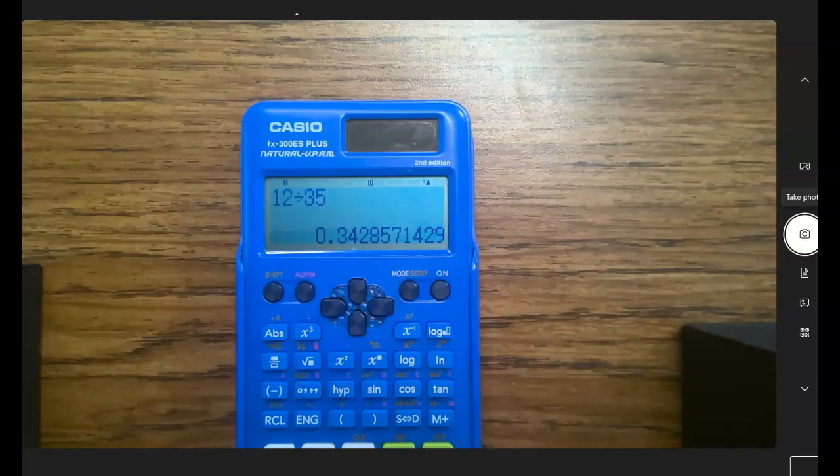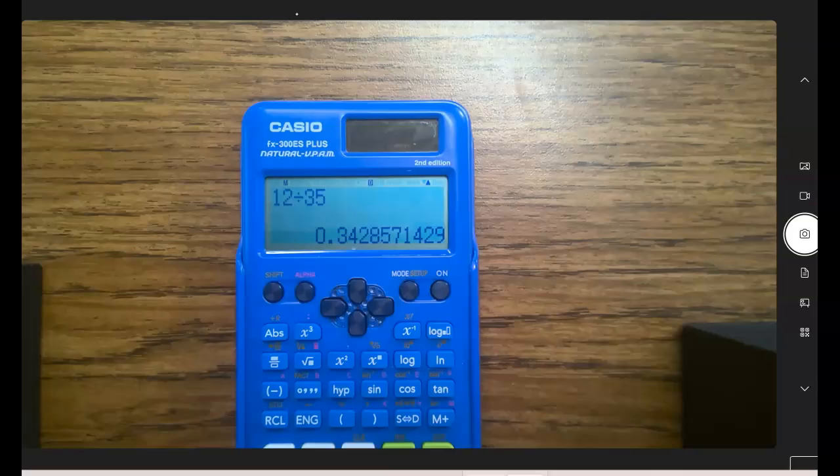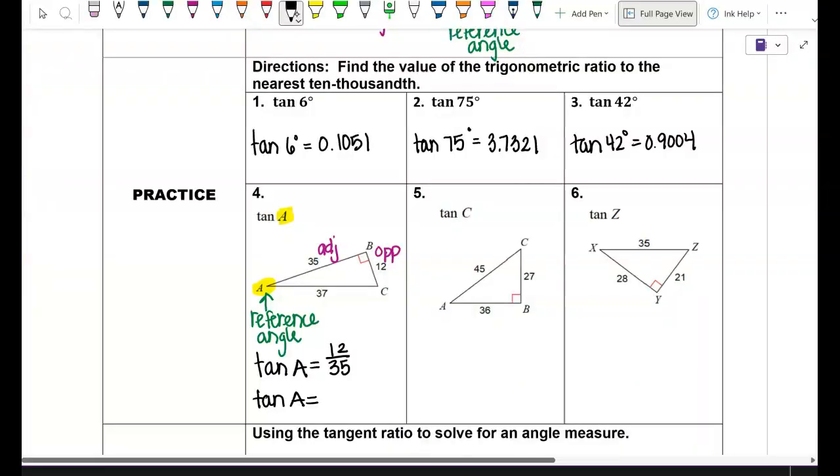So the fourth number here is an 8. The fifth number is a 5. Am I going to round up or leave it the same? Round up. So this is going to become 0.3429, is the ratio. Again, this does not involve the tangent key. We are simply doing a division problem on our calculator.